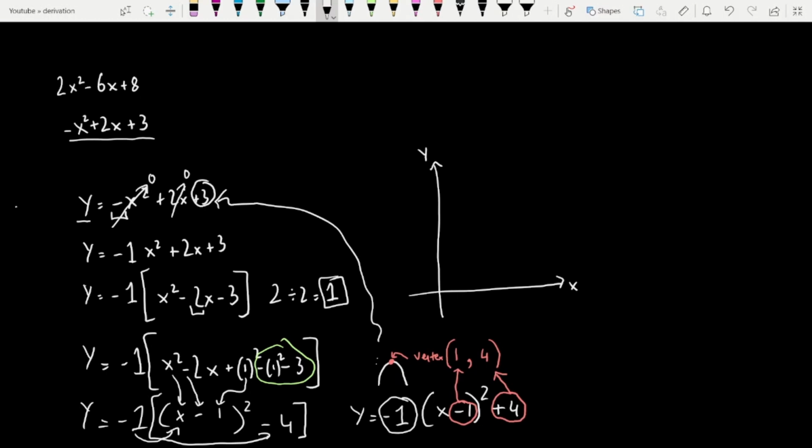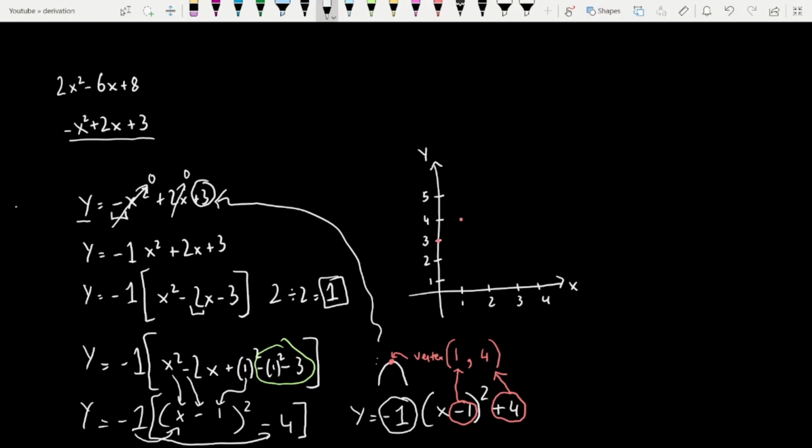So I'm going to start drawing this out. 1, 2, 3, 4, 5, and then we have 1, 2, 3, 4. And so our vertex, we're just going to drop our vertex. Our vertex is 1, 4. So it's going to be right over here, 1, 4. And then our y-intercept is actually +3. So it's right over here. That right there is +3.